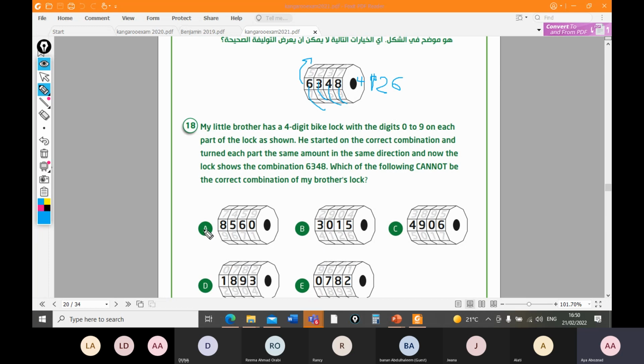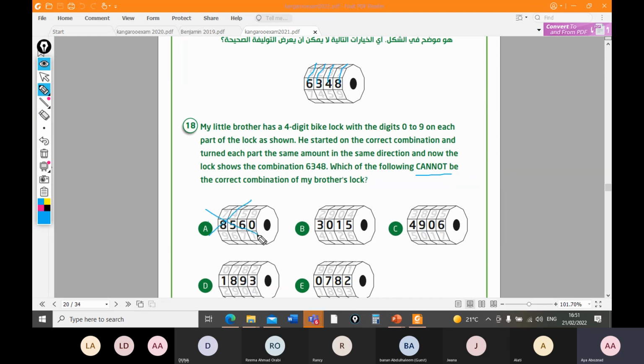So now let me see A, if it's true or false. Now the first one is 8, so you turn this number 2 up. So after 2 up, it's going to be 5. After 2 up, it's going to be 6. After 2 up, it's going to be 0 because after 9 is 0. So A is true. We don't need the true one, we need the false one, the one we cannot make. Now you can think, I give you the hint. Remember, with the same amount, with the same direction. So A is true, I cancel A.